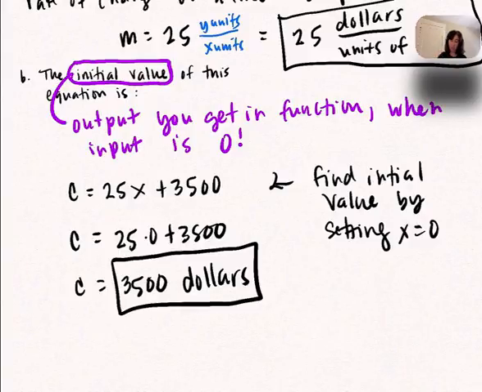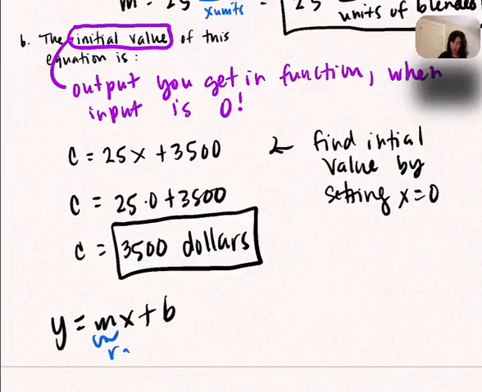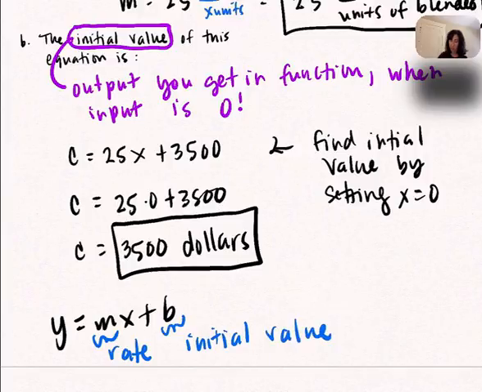Okay, so just to summarize, if you're ever given an equation in the form y equals mx plus b, the m value, that's your rate, and the b value, that's your initial value. And so the initial value comes from when x is 0, and so this part goes away, and this gives you the initial value. And then you just have to figure out what the units are.